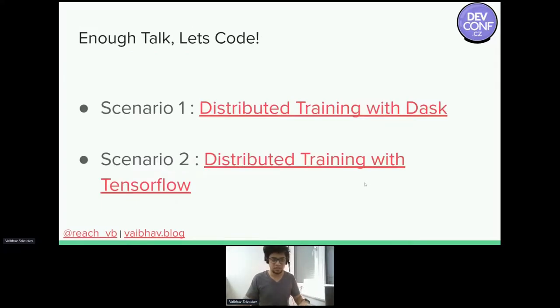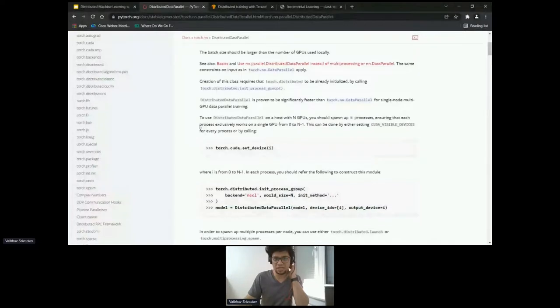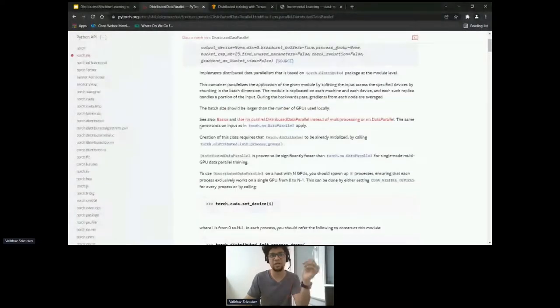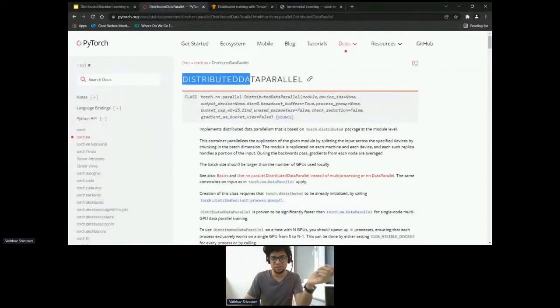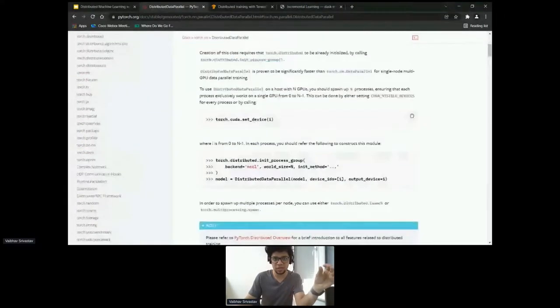Before I get to these links, I put some Colab links in the slides, which you could quite easily just run and see how distributed training works with Dask and with TensorFlow. I won't be going through those right now in the interest of time, but I do want to quickly show you how easy it is to do distributed model training with PyTorch. So this is the DDP page, which is the distributed data parallel page, which is a module within torch.nn.